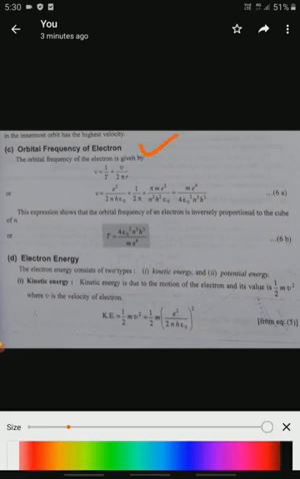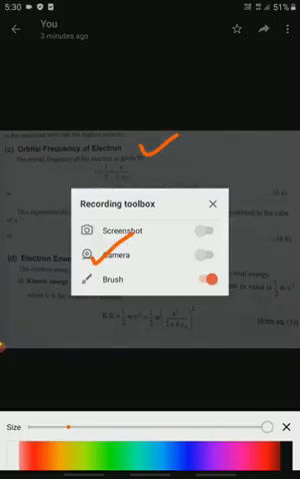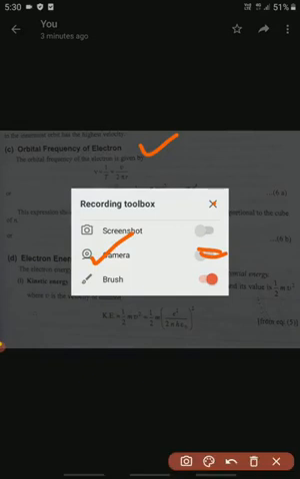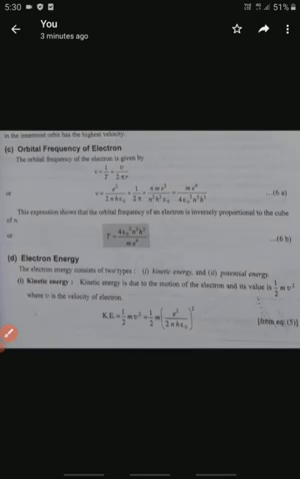Today we'll discuss electron energy, potential energy, kinetic energy, frequency of the emitted radiations, and the electron energy levels in the hydrogen atom. Okay, so let's start the class.